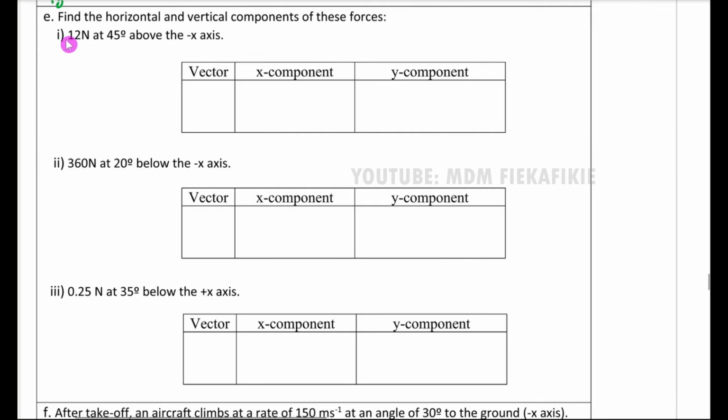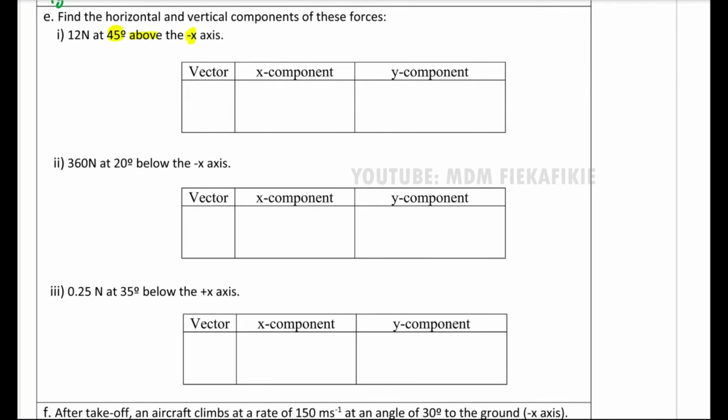Okay, question E. Find the horizontal and vertical components of these forces. So 12 Newton at 45 degree above the negative x-axis. Kali ni dia nyatakan, kalau macam soalan yang tadi tu kita tak tahu dia below positive or negative x-axis. This time 45 degree above negative x-axis.